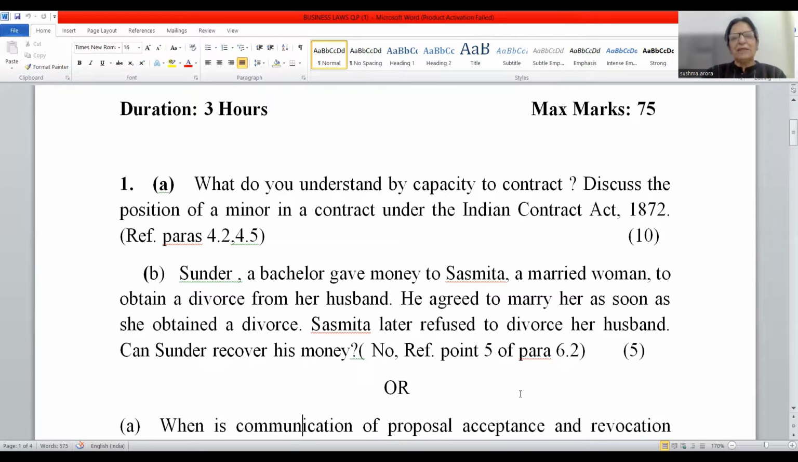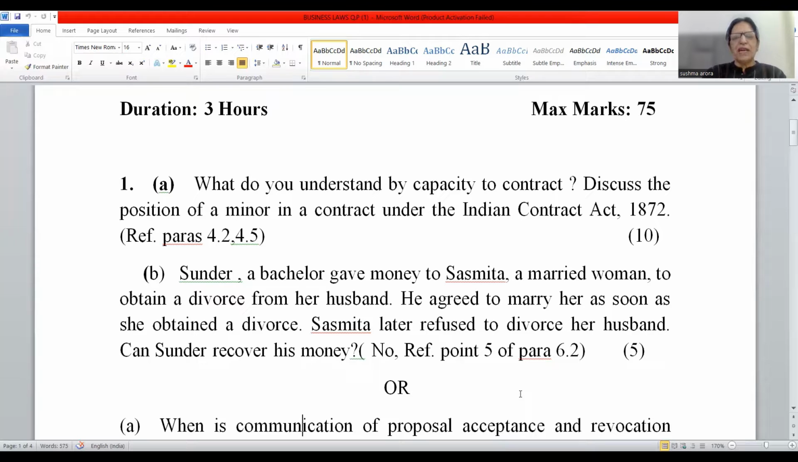Illegal agreement has been defined in the very beginning. And the last point of illegal agreement is it should not have been regarded as immoral by the court. The term immoral means against good morals. No husband or no person can give money to another lady to obtain divorce from her husband.